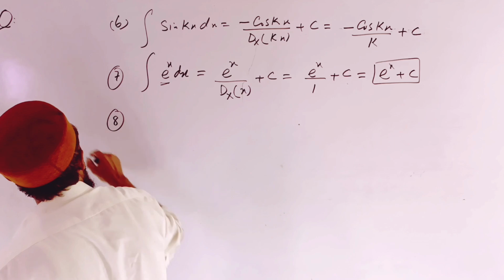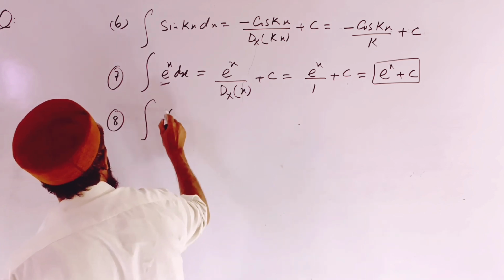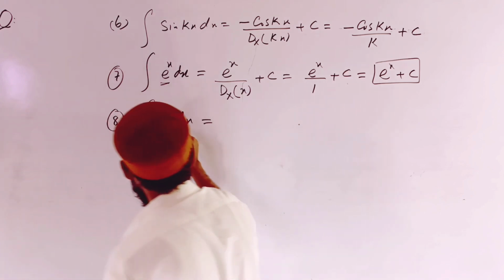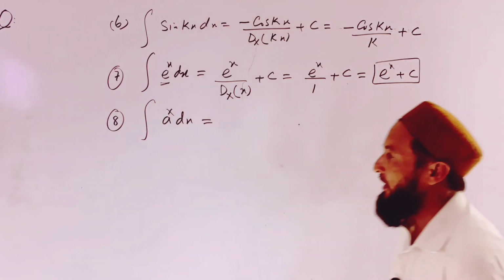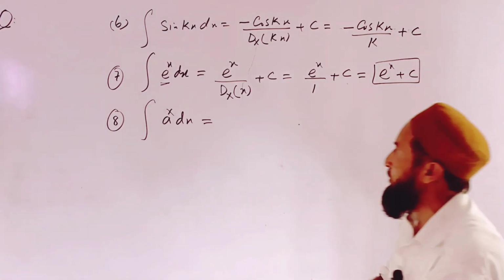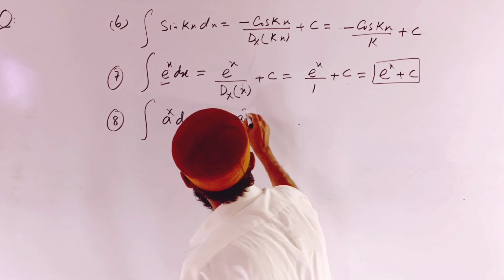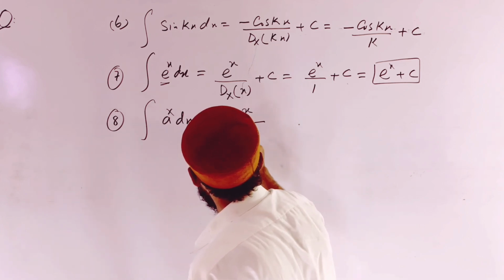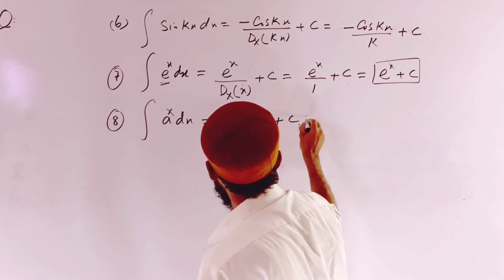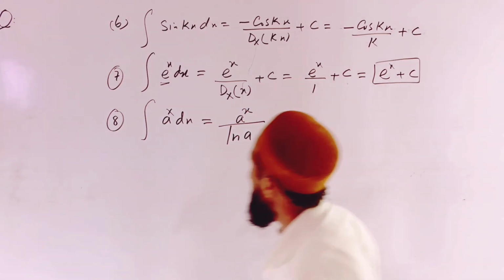And similarly, question number 8, a power x dx. This is a constant, and the base is a constant, so we cannot write it as before. We write the formula a^x divided by the natural logarithm of a, plus c. You must remember this formula.